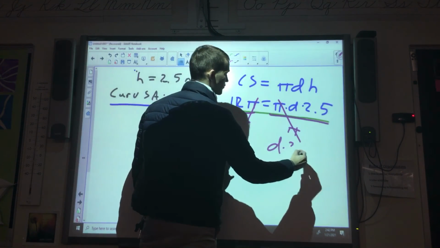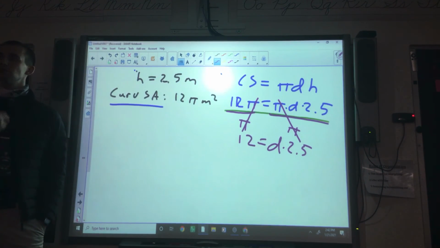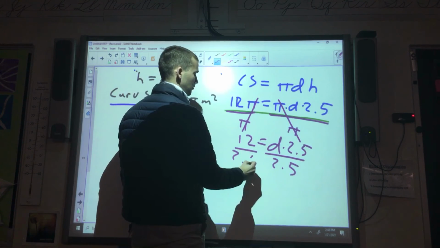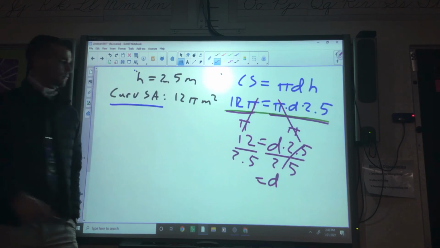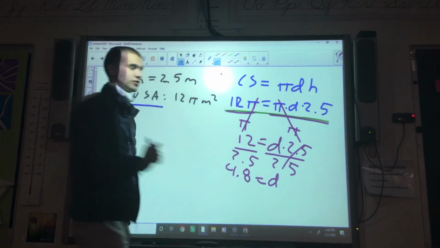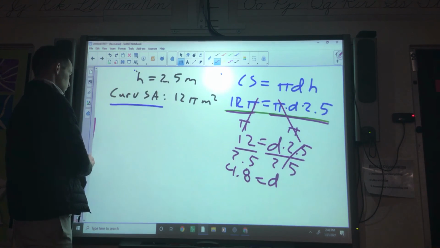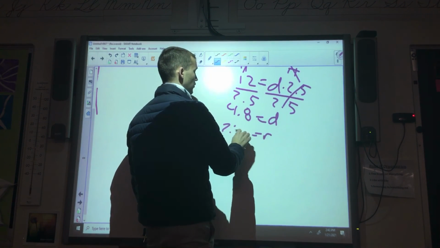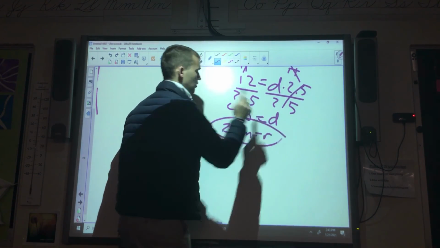Now we have d times 2.5 equals 12. What do we got to do? Divide by 2.5 on both sides. You can use calculators. 4.8? Yeah. Is that what the question was asking for? It was asking for the radius, so we need to do what with this? Divide by 2, which is 2.4. 2.4 what? Meters. There you go.